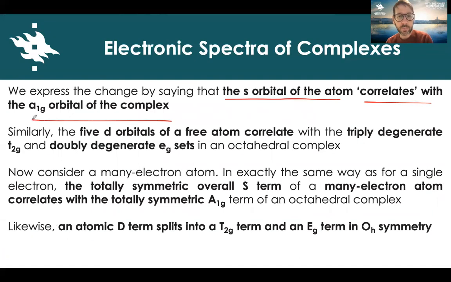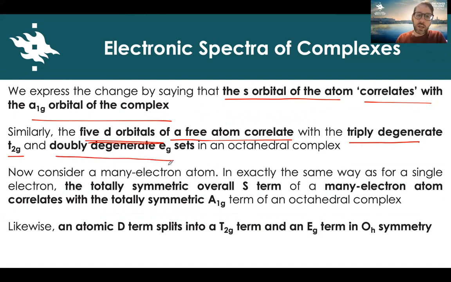of the complex. So similarly, if we have the five d orbitals of a free atom, when we go from the free atom to the complex, they will correlate with a triply degenerate T2g and a doubly degenerate Eg set in an octahedral complex, because they will be split into these kinds of orbitals in an octahedral complex.